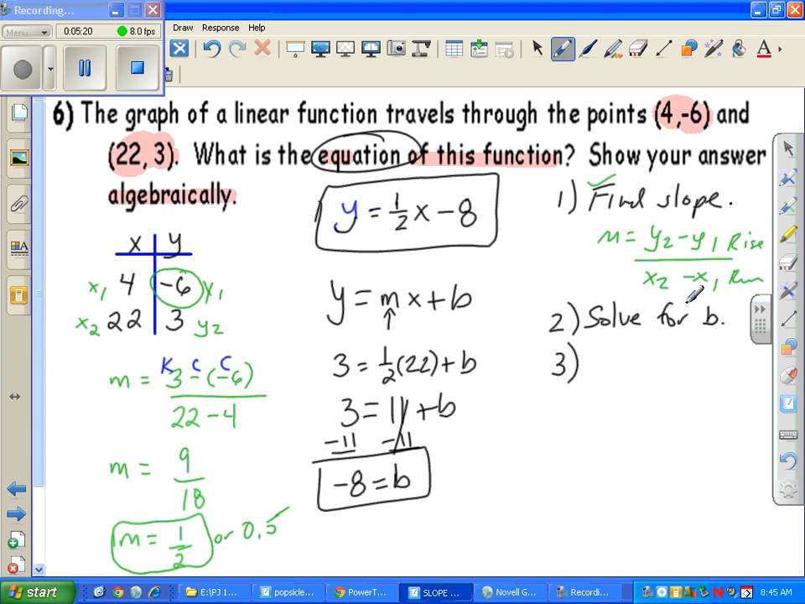So once we're done finding the slope and solving for b, we replace m and b in the equation. And then we're done. Each of the problems on the back, numbers 4 through 7, can be done using the same set of procedures. Good luck with the rest, and I'll see you in class.